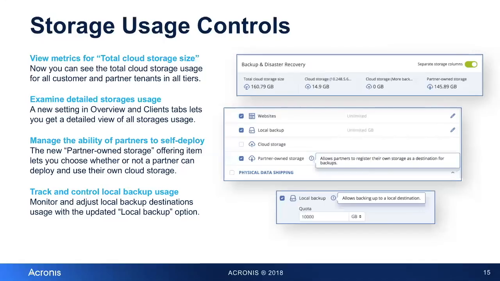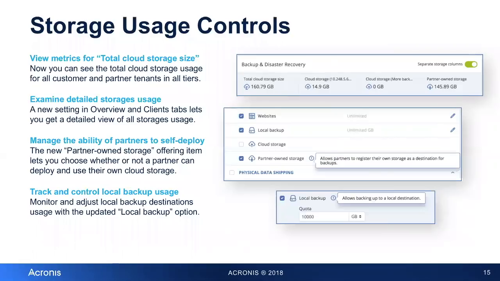You can also manage the abilities of partners to self-deploy. The new partner-owned storage offering item lets you choose whether or not a partner can deploy or use their own storage, especially their cloud storage. It may be that it's in your company's best interest to always have them use your storage, but it may be part of your business plan to allow resellers, partners down below you, to use their own storage as part of their business plan. And we just simply enable that for you. You can control whether you want it.